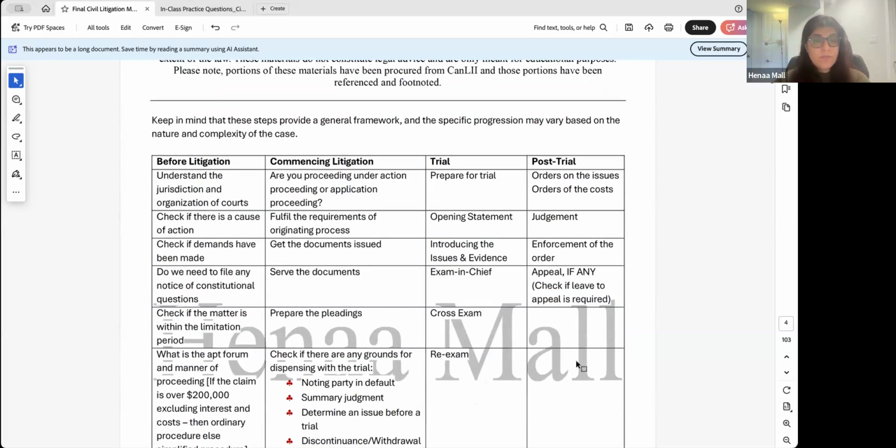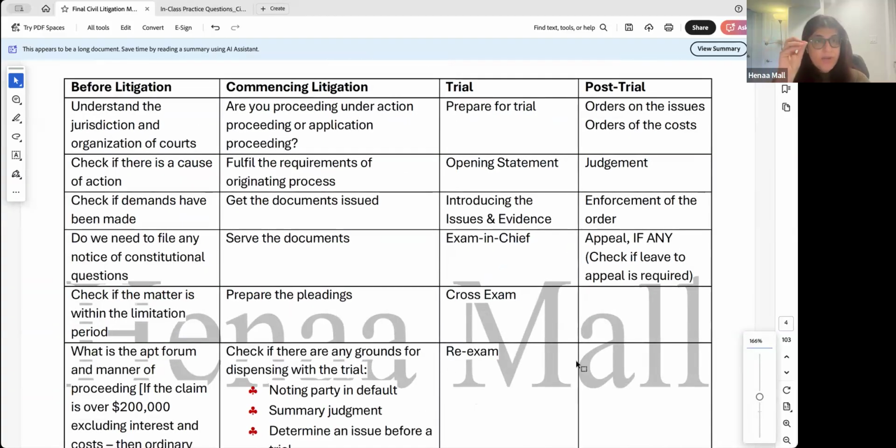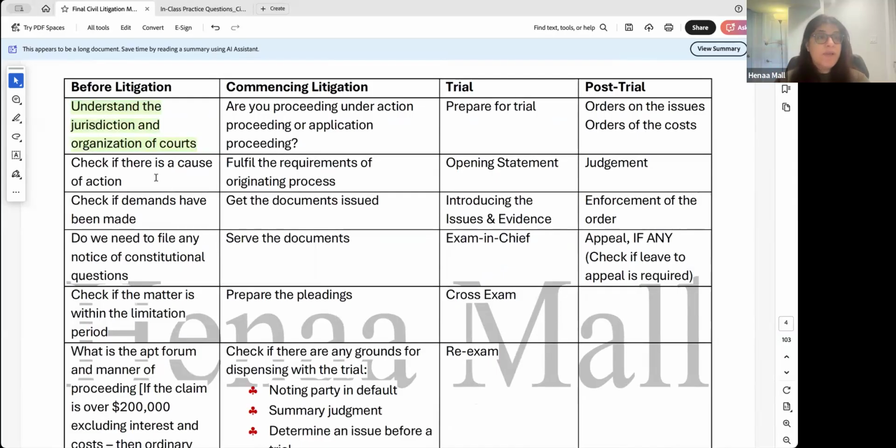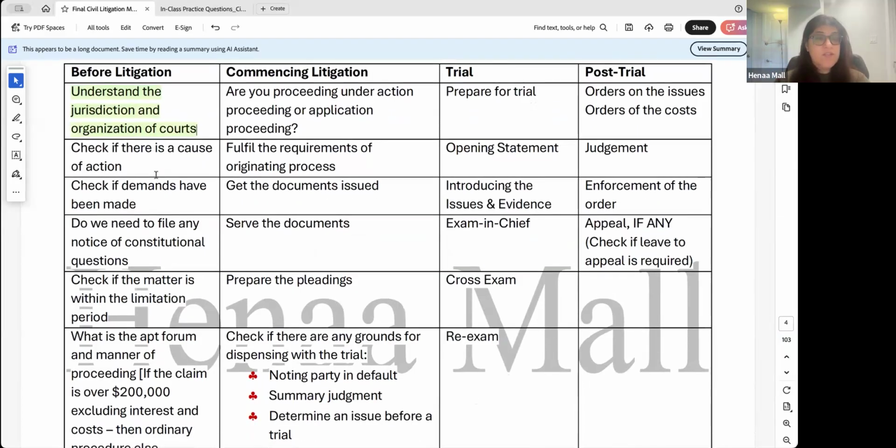And what I have done is I have broken down each of these stages into further substages. For instance, before you start the litigation, it is important to understand the jurisdiction and organization of courts. During my practice focus sessions, which I'll be starting very soon, I will talk about which court you need to go to under what circumstances. Let me tell you, plenty of lawyers, especially newbies, end up spending a lot of time trying to figure out where to go for this matter, whom to approach. And if they don't understand anything, they just go to the SCJ, the Superior Court of Justice, and then they end up saying, but we don't have jurisdiction.